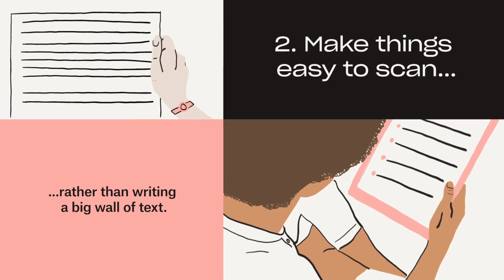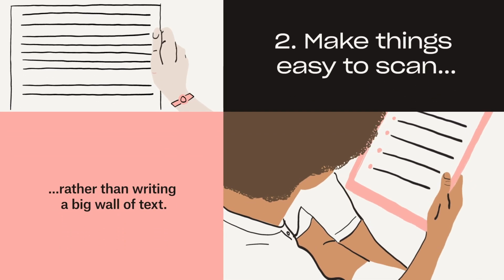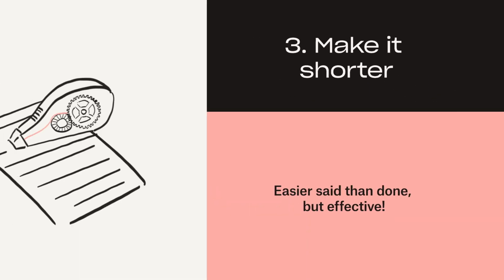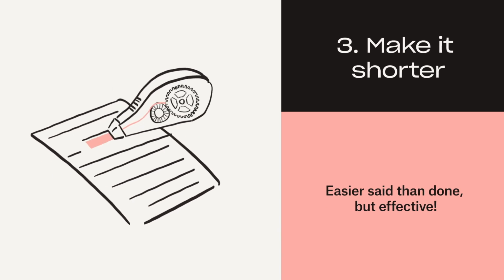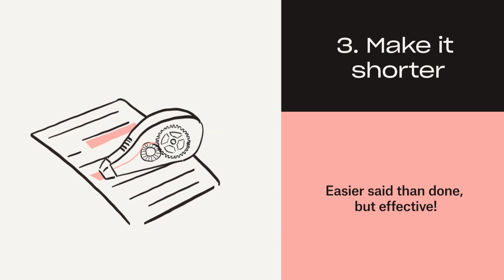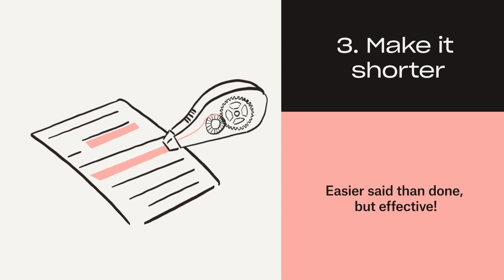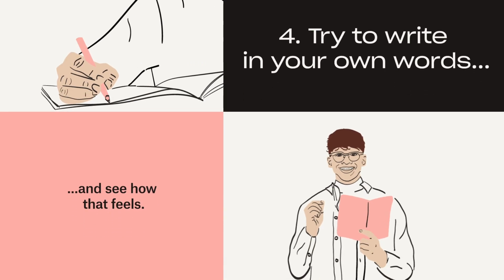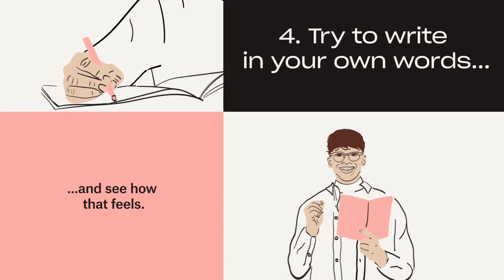Another easy trick is to make things easy to scan rather than a big wall of text. Number 3 is to make it shorter. That is much easier said than done. If you've ever tried to edit your writing, I would say this is the sort of sleeper tip that's a little bit more difficult. And then number 4, try to write in your own words and see how that feels.